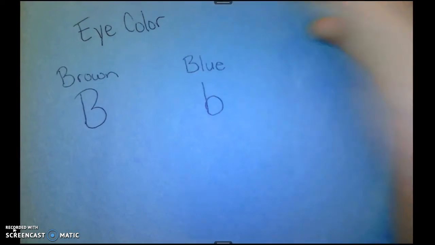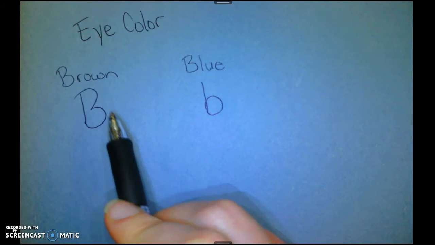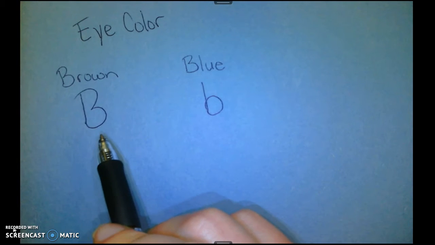The letter that represents blue eyes is a little b. And kids ask me why. Well, there's a good reason why. Scientists have done a lot of experiments and a lot of research, and they realized that brown is more common, and it's also the dominant allele. It's the dominant gene type.